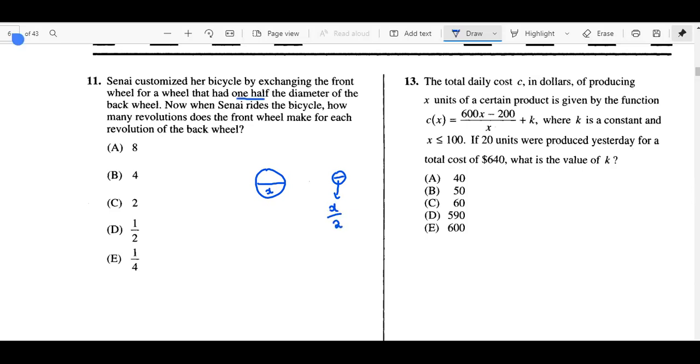Be very clear with this. One half does not mean 1.5, it means half. Students usually get confused with this term. One half is half, right?